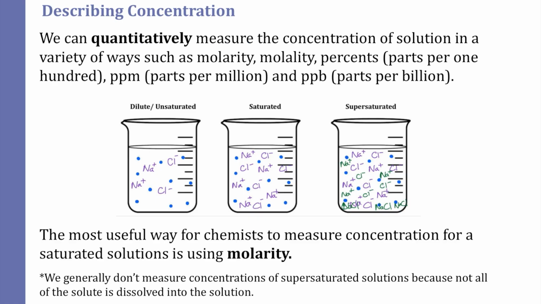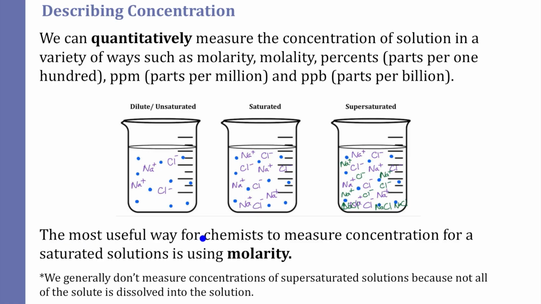concentration. And those ways that we see in chemistry are measuring molarity, measuring molality. We could use percents, which is a part per 100, parts per million, which is ppm, and ppb, which is parts per billion.